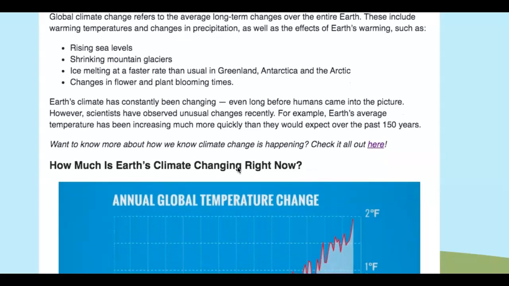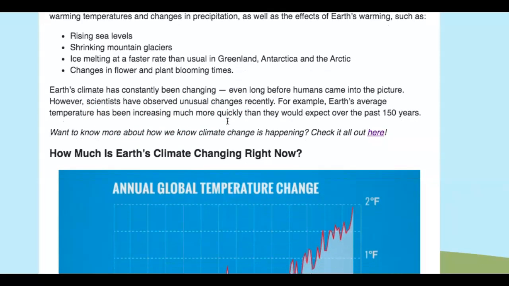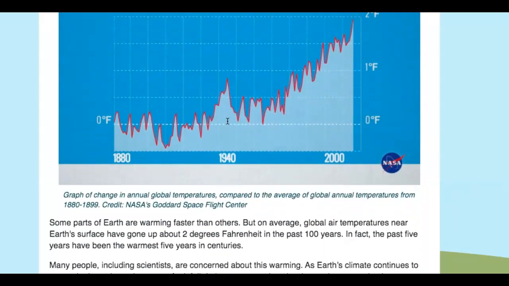Earth's climate has constantly been changing, even long before humans came into the picture. However, scientists have observed unusual changes recently. For example, Earth's average temperature has been increasing much more quickly than they would have expected over the last 150 years. So here you can see.